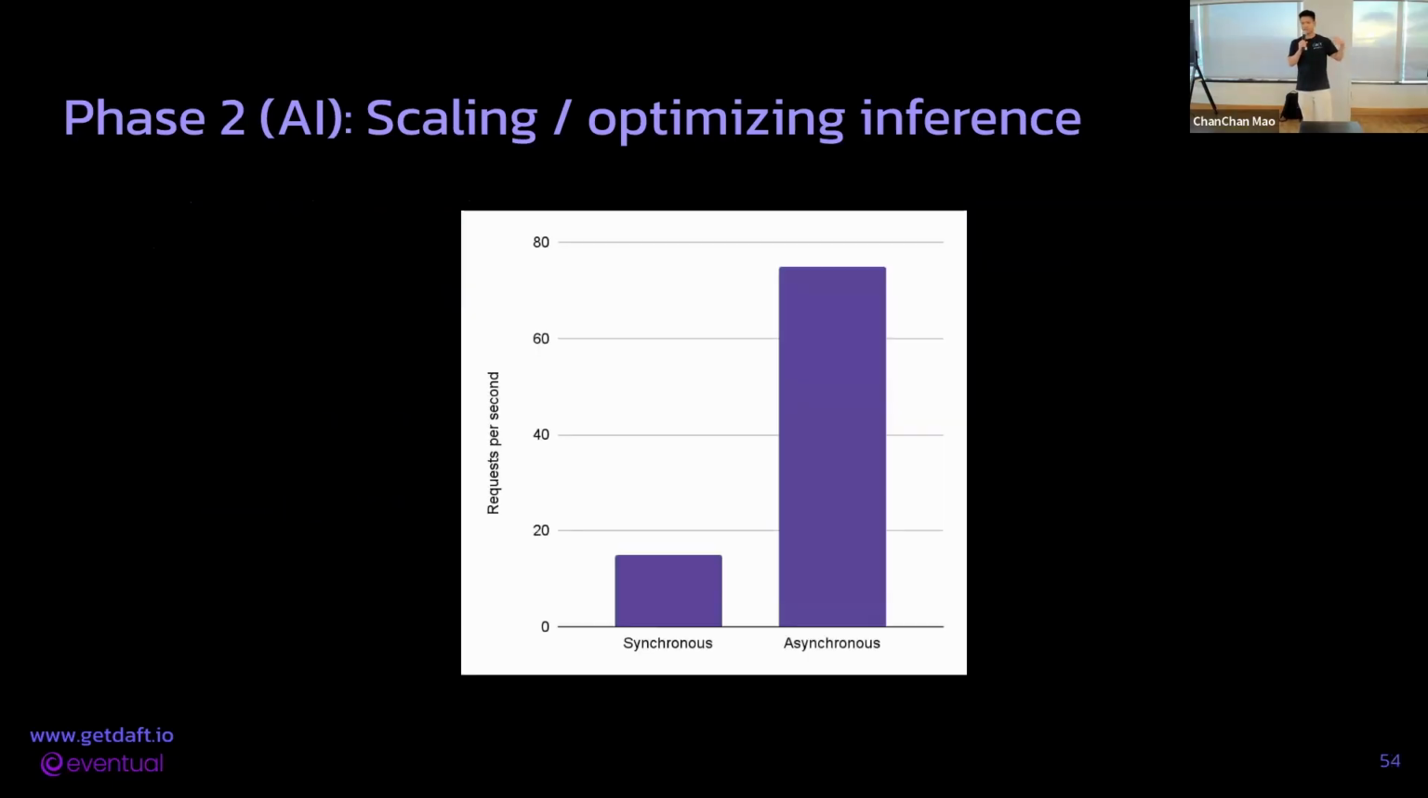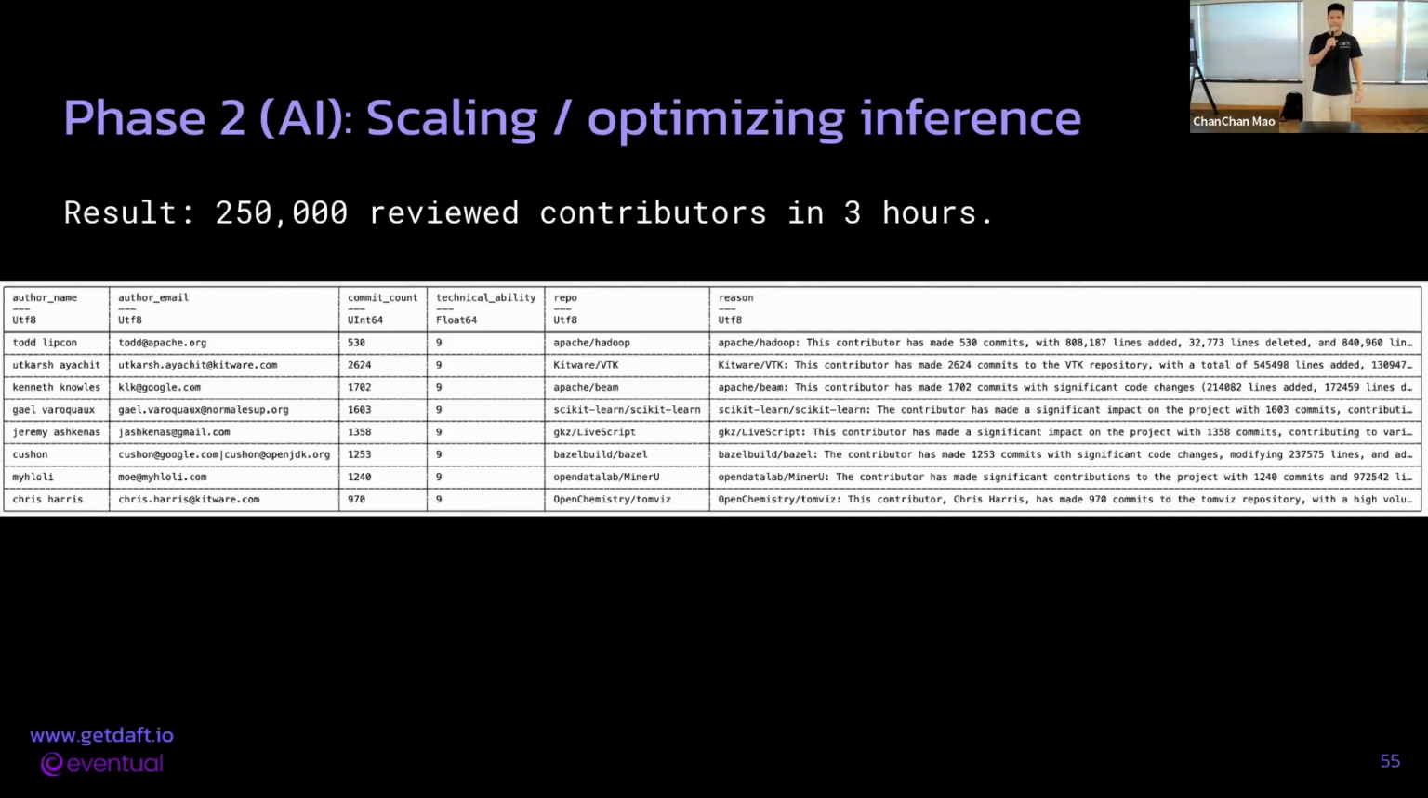Here's a quick comparison of the results that we had with synchronous requests versus asynchronous requests. If you're ever doing any kind of large-scale AI inference, I highly recommend you do it async, because you're going to make concurrent requests and it's going to increase your throughput through the roof. And so our result: 250,000 reviewed contributors in 3 hours.